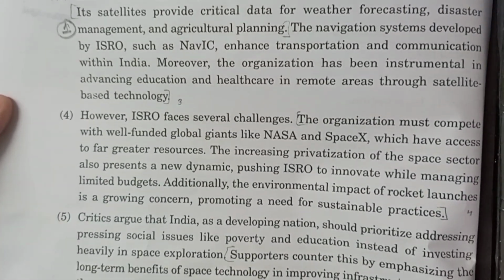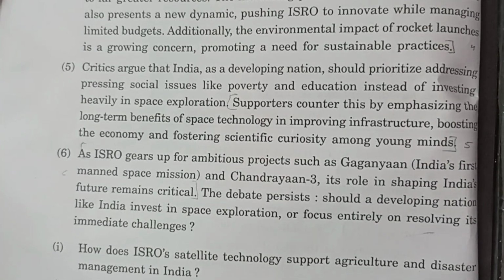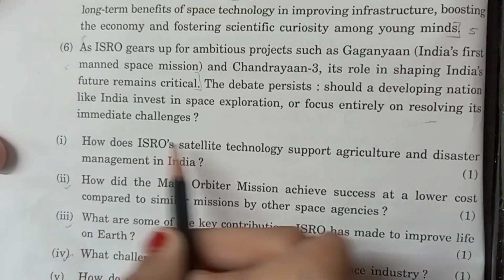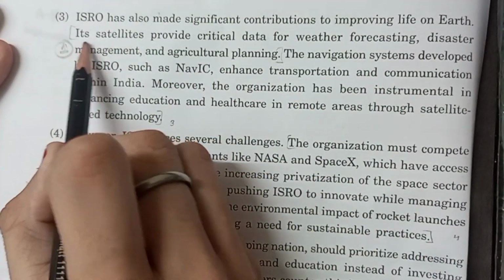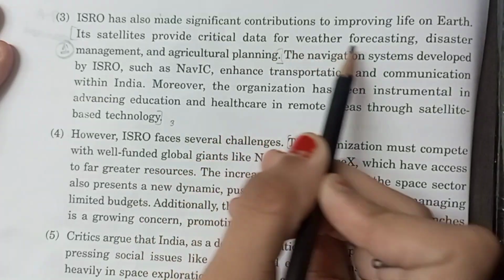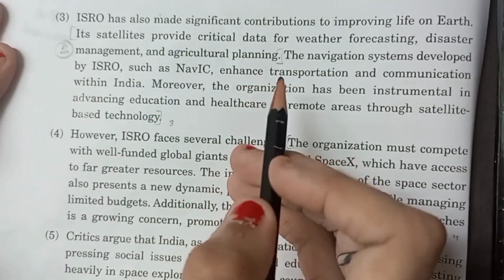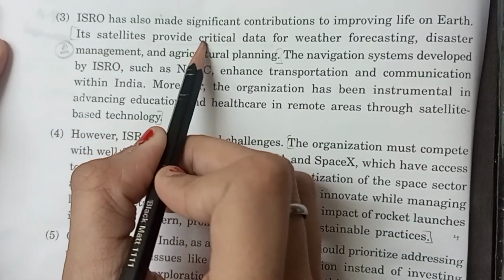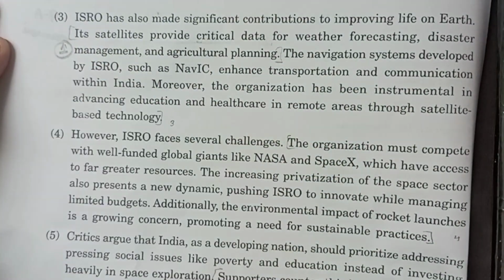So here are the paragraphs 3, 4, 5 and 6. Question number 1 says, how does ISRO's satellite technology support agriculture and disaster management in India? Its answer is, its satellites provide critical data for weather forecasting, disaster management and agricultural planning. The main keyword for this answer is critical data. Okay, its satellites provide critical data. And this is the extra information. So this is the answer number 1.